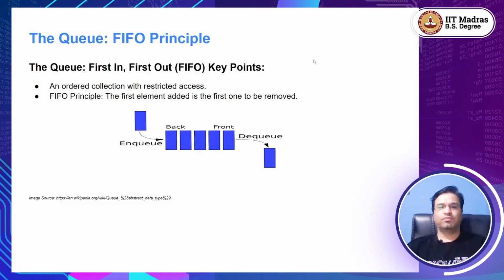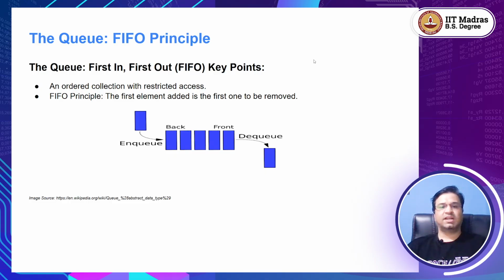Finally, we have the queue. Think of a line at a grocery store or people waiting for a bus. The first person to join the line is the first person to be served. This is the FIFO principle, first in, first out. Visually, it looks like this.